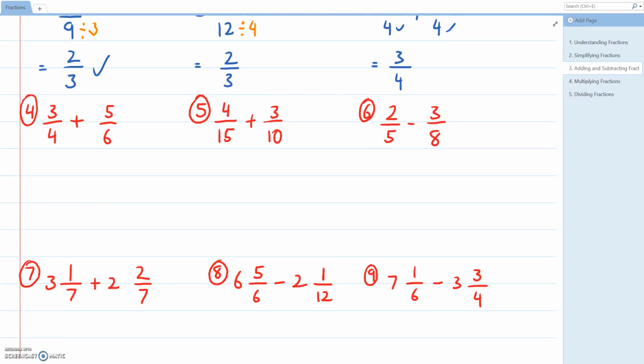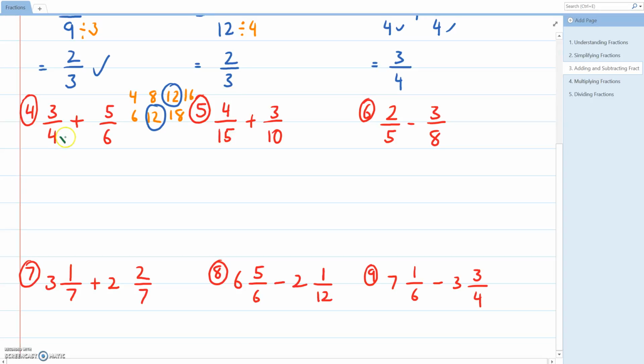So the lowest common multiple, sometimes it's easier to just write out the multiples of these denominators. So I've got 4, 8, 12, 16, that's for 4. And for 6 we've got 6, 12, 18. And I'm going to stop there because I've got the same multiple of 12 for both of these values here. And again, this is a bit tricky. So we need to get both of these denominators up to 12.